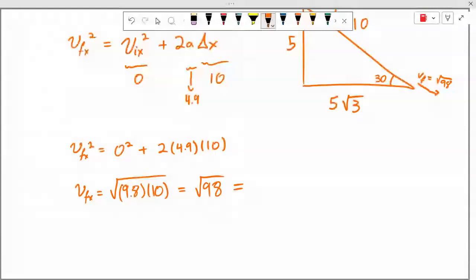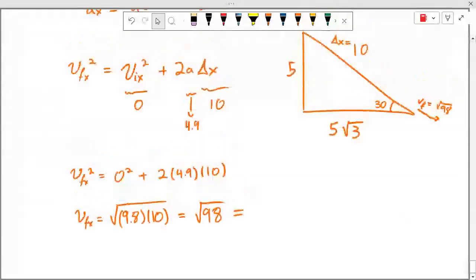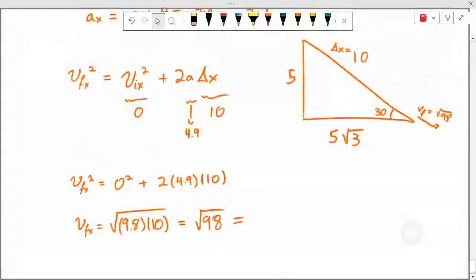Yeah, okay, I see what Elliot's saying. So yes, the m1g cosine theta does cancel it out, yes.